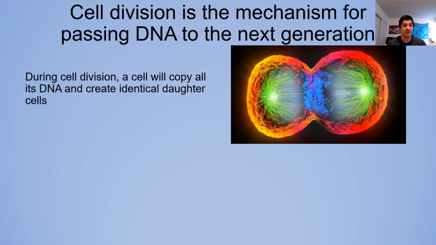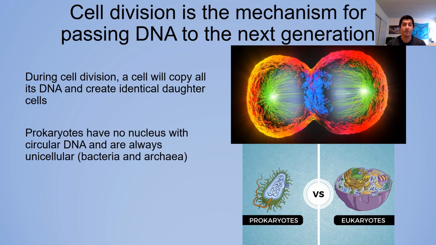And in case you maybe learned about this way back when, or it's new to you, prokaryotes are much simpler cells. They have no nucleus or any type of cellular organelles. They have circular DNA, which means it's just one big connected circle of DNA, and they're always unicellular. So an example would be bacteria or archaea.